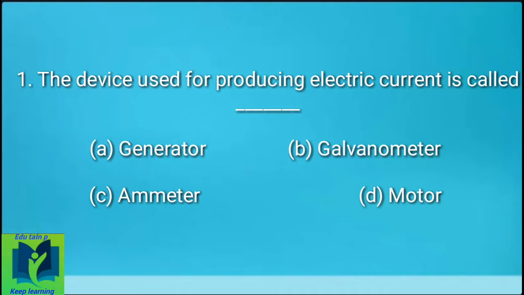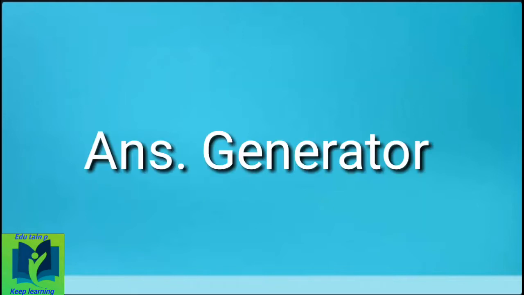The device used for producing electric current is called dash. Option A, generator. Option B, galvanometer. Option C, ammeter. Option D, motor. Generator.